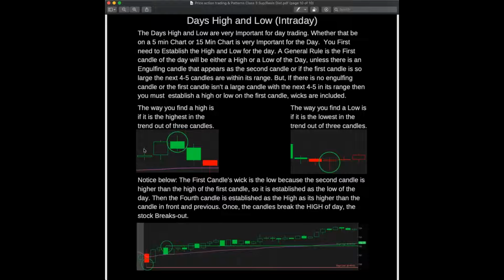So we made a high, higher high, higher high, and then a lower high. Okay, this one is our high. Okay, same thing with the low. The way you find your low is it is the lowest low of the trend out of 3 candles. Okay, so we have a low, a low, a lower low, and then a higher low. So that is going to be our low.